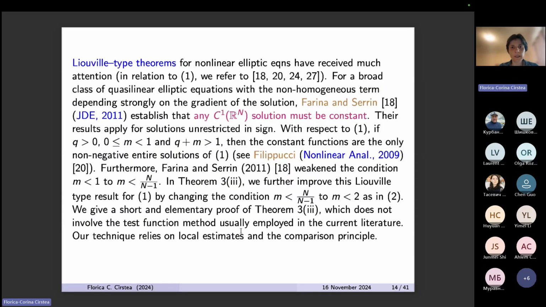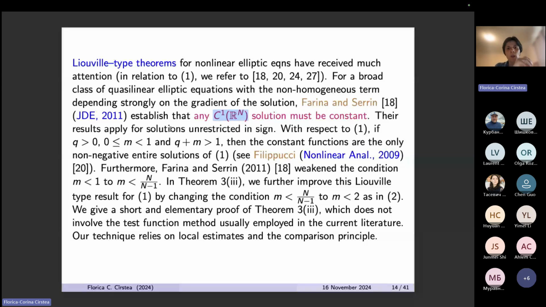Okay, so these Liouville type theorems, which are relevant to the last point, have received lots of attention for a broad class of quasi-linear elliptic equations with the non-homogeneous term depending strongly on the gradient of the solution. Here I give a reference: Farina and Serrin in 2011 established that any C1 solution on R^n must be constant. But what is to be noticed here is that it requires C1 on the entire R^n, not just on R^n minus 0. That's something to keep in mind.